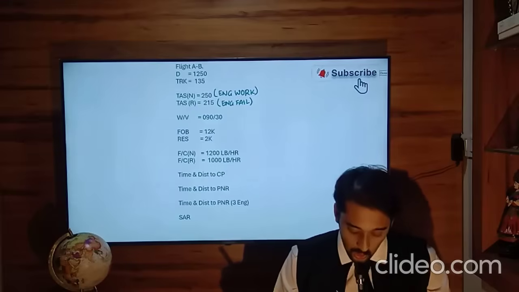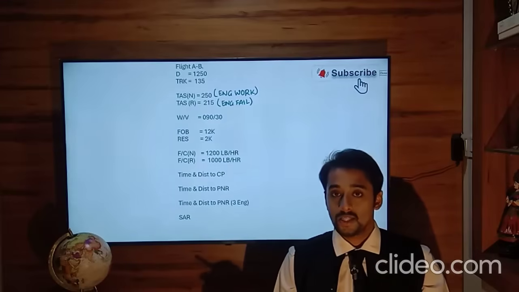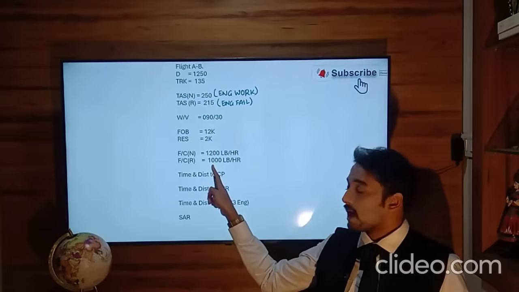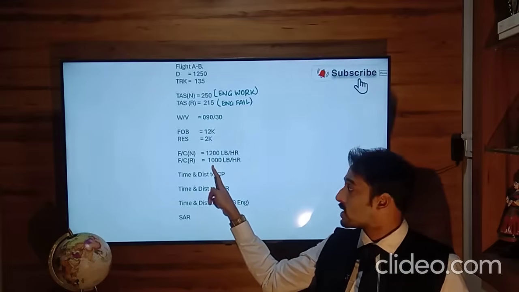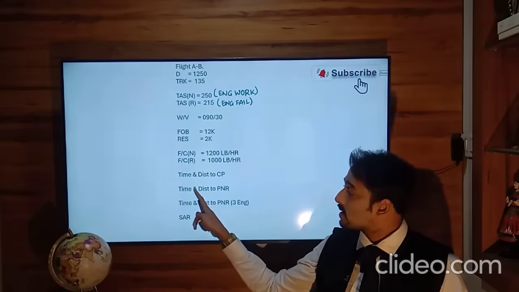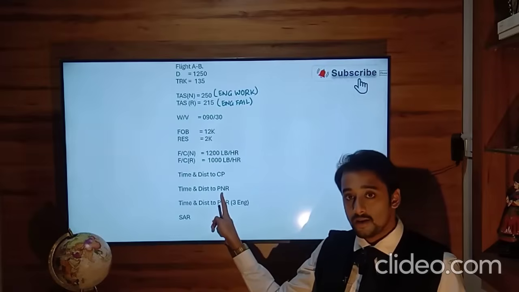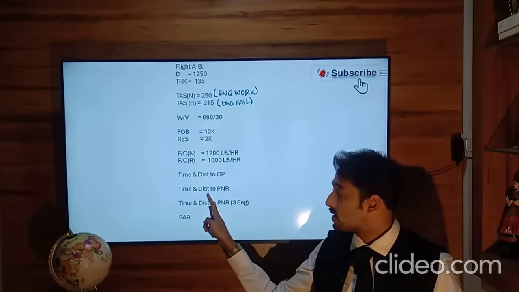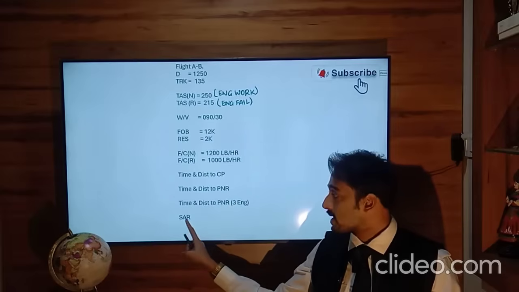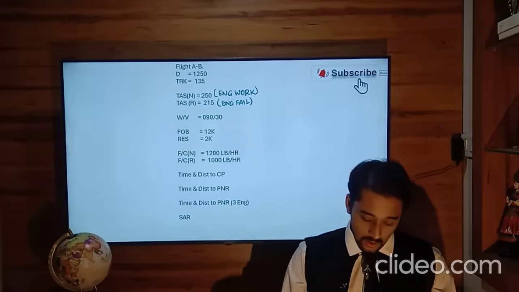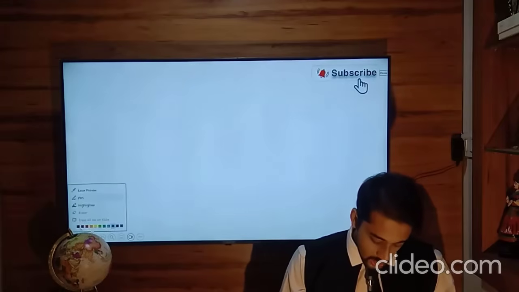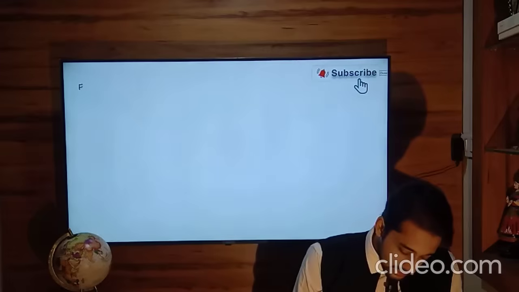Fuel consumption at normal, so that means when all engines are working, your fuel consumption rate is 1200. When engine failure has happened, fuel consumption has become 1000. What is the time and distance to critical point? Time and distance to PNR when all engines are working, time and distance to PNR when engine failure has happened, and calculate still air range. Okay, big sum. So let's start with critical point. So like always, we will calculate critical point table.